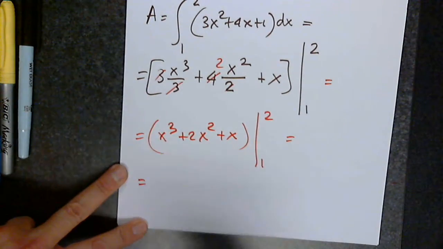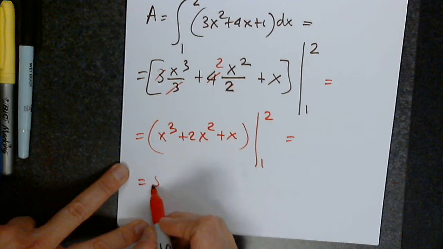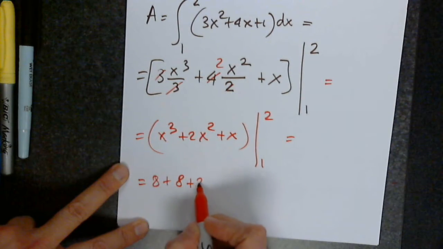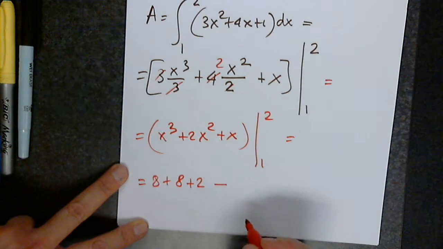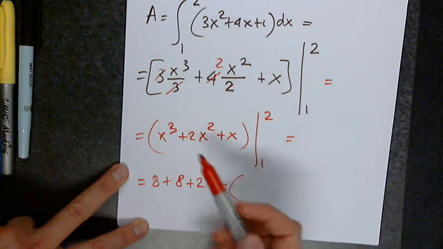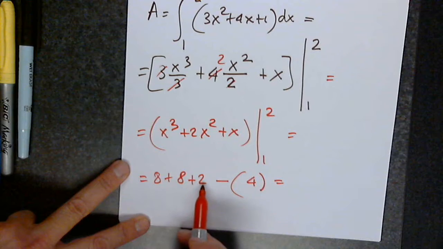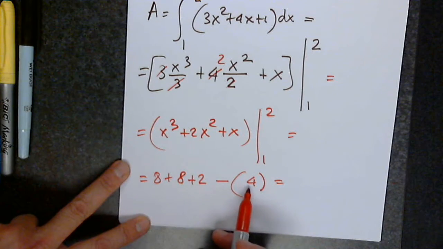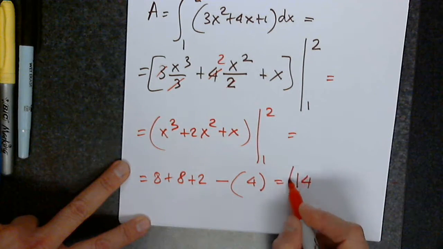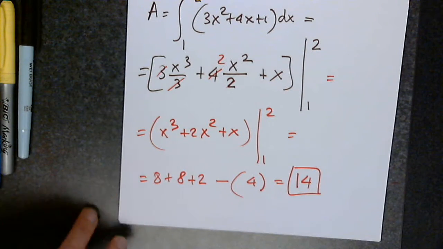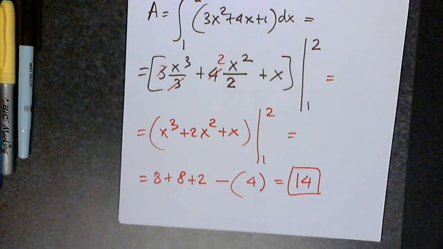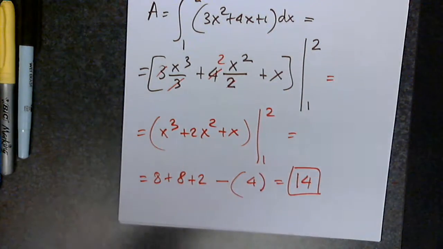Good. So now I plug in 2 and I get 8 plus 8 plus 2, minus when I plug in 1: 1 plus 2 plus 1. 16 plus 2, 18, minus 4, is 14. That's a lot easier. We can't start with this, though. We have to do the limit of the Riemann sum because we need to understand how those areas are created. And then we can put this in.